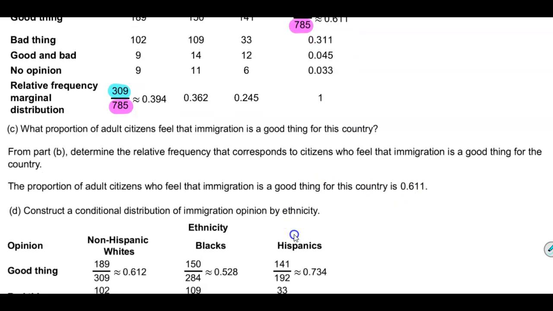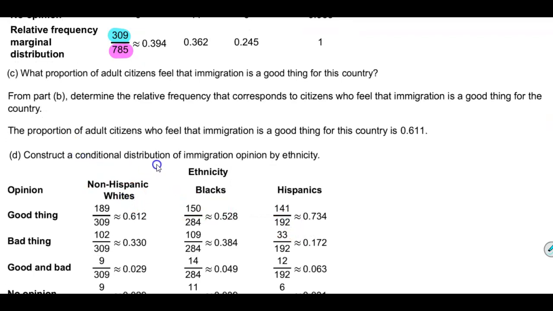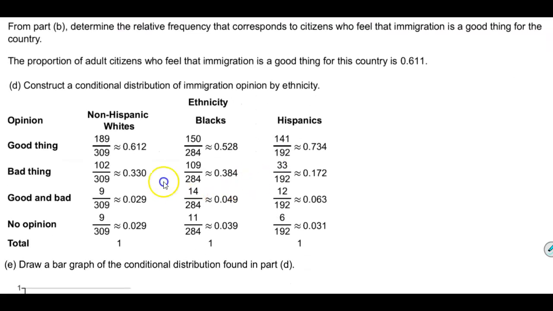Now in part D, they want us to construct a conditional distribution of immigration opinion by ethnicity. So we take each element in the column and divide it by the total of that column, and the total of that column was 309. We take 189 divided by 309, which gives us this value. 102 divided by 309 gives us 0.330. 9 over 309 gives you 0.029. And 9 over 309 gives you the same result. When you add up those totals, it should give you a value of 1.